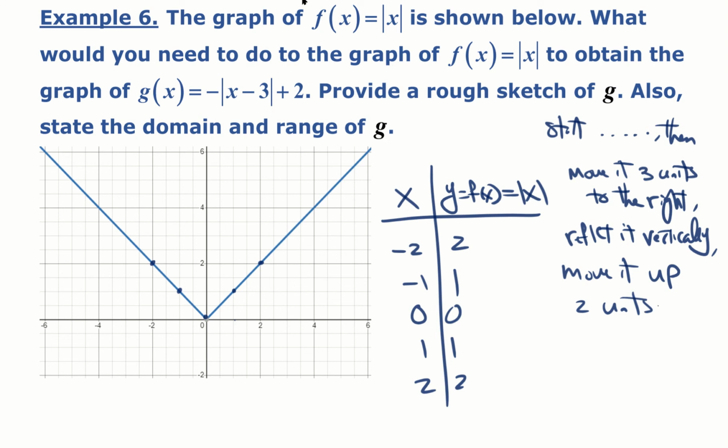So again, you're considering this to be made of some kind of a movable item, like a piece of wire or something. And then you're just giving instructions for what to do with that to get the graph of this, okay? So remember, move it 3 units to the right, reflect it vertically, and then move it 2 units up. So go ahead and see if you can do that. Just a rough sketch of this on a Cartesian coordinate plane, and then come back, we'll compare your answer with the correct one.